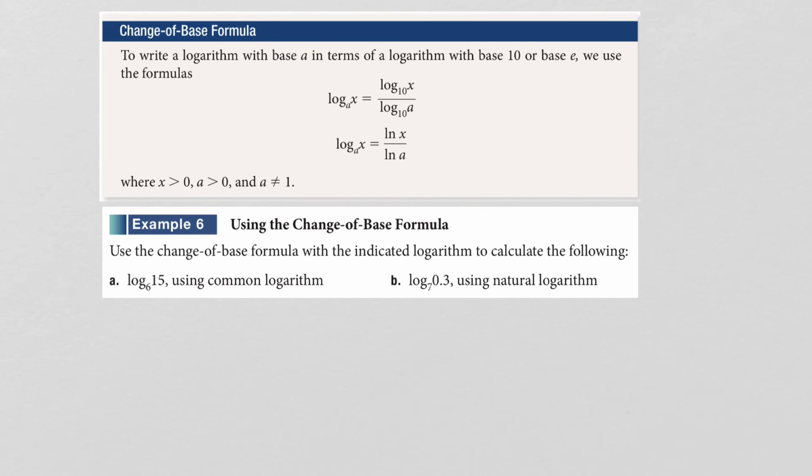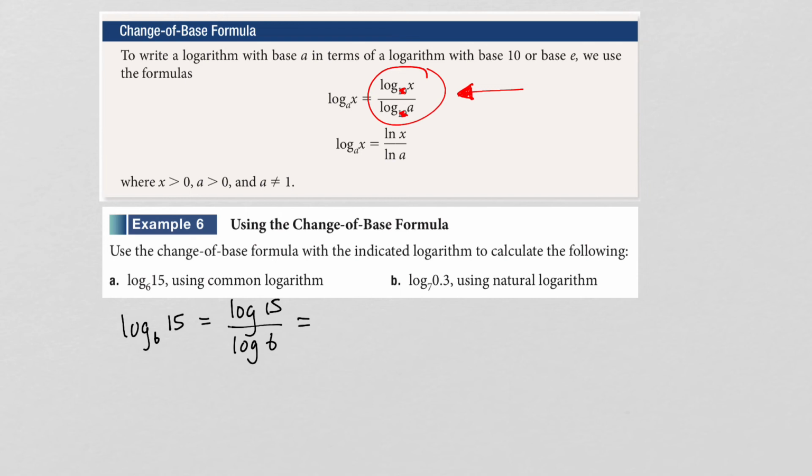So in this next example, they ask us to use the change of base formula to calculate log base 6 of 15. And here they want us to use the common logarithm. So using the common logarithm, we would say log base 6 of 15 is equal to the log of 15 divided by the log of 6. And all I'm doing is using this formula right here. But remember, if it's log base 10, I don't have to actually write the number 10 there. So what is the log of 15 divided by the log of 6?